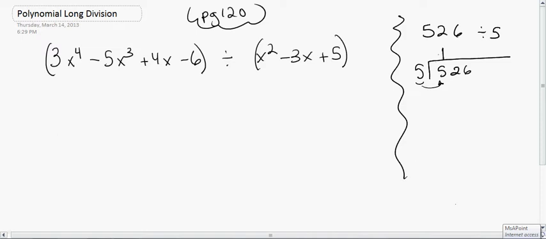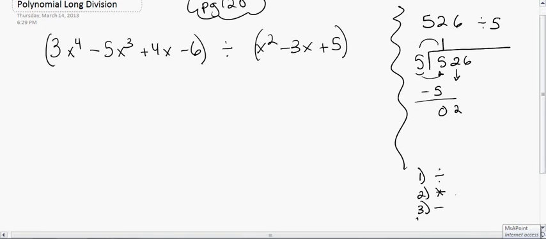And then I multiply. 1 times 5 is 5. And then you probably remember the next step is to subtract. So 5 take away 5 is 0. And the last step is to bring down the next digit in line, which is a 2. So my steps are to divide, to multiply, to subtract, and then bring down.